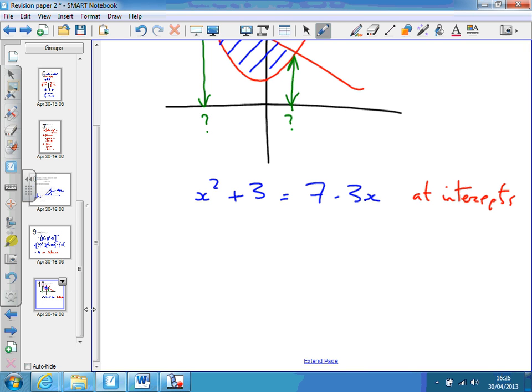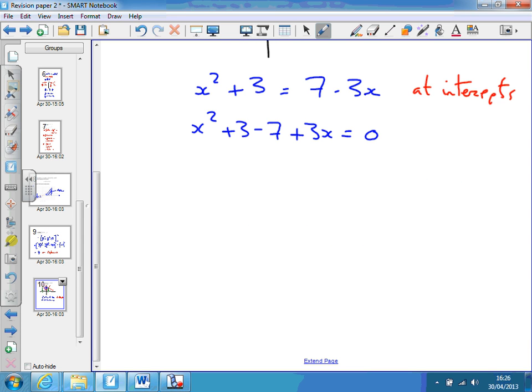So I'm going to get everything over the left-hand side because it's going to be a quadratic because of the x squared. So taking the 7 and the minus 3x over to the left, I get x squared plus 3 minus 7 plus 3x equals 0. Plus 3 minus 7 is minus 4. So I've got x squared plus 3x minus 4 equals 0. And I've got a quadratic equation to solve.